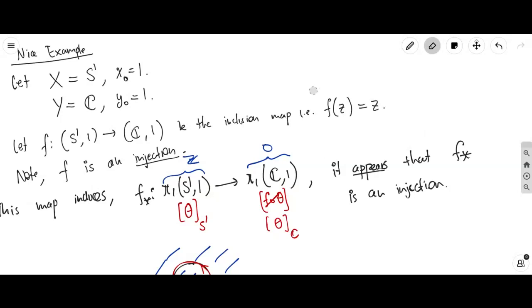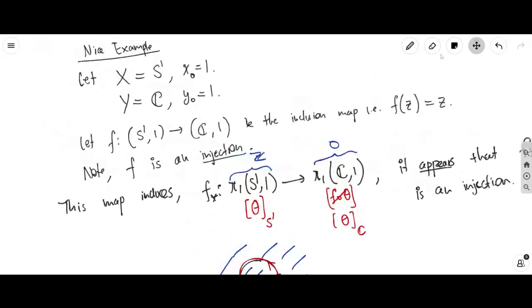And it also shows you this phenomenon that just because a mapping between topological spaces is injective does not mean that the induced mapping between the fundamental groups is injective. And it's also true the other way around. You can have a function that is a surjection between two spaces, but the induced map does not need to be a surjection.